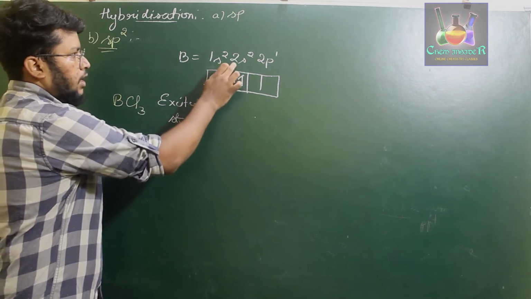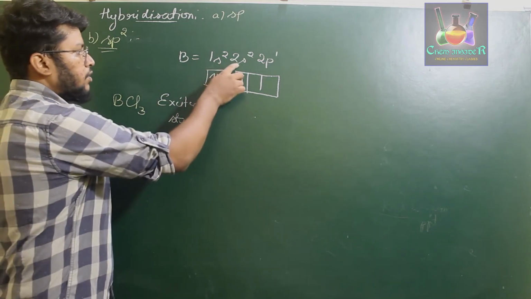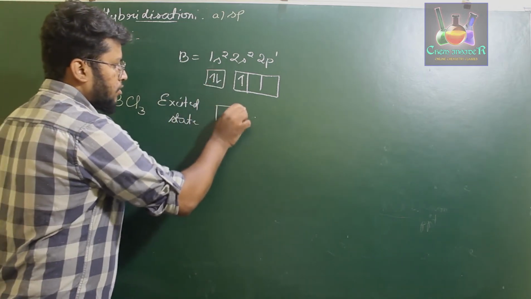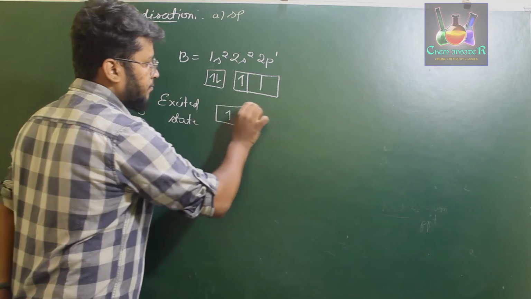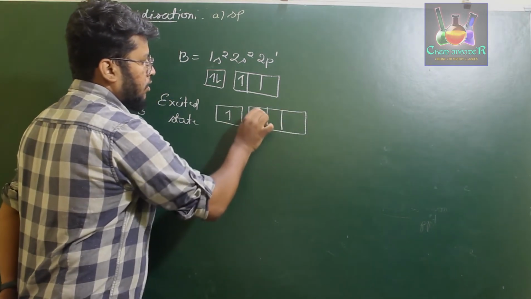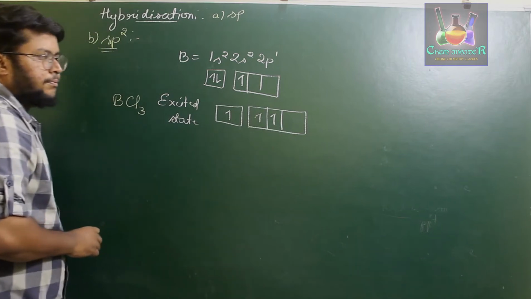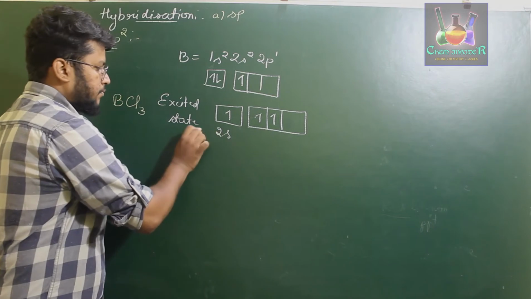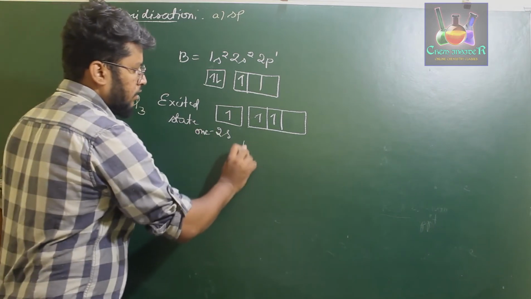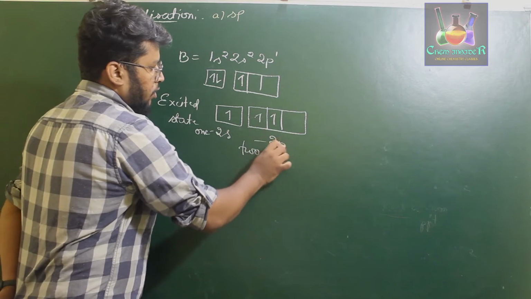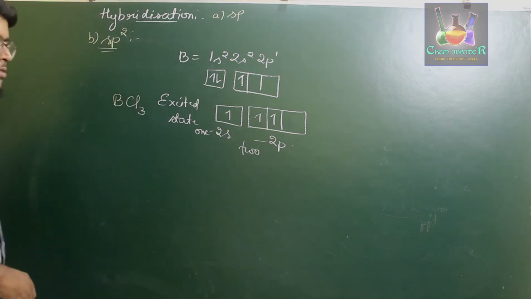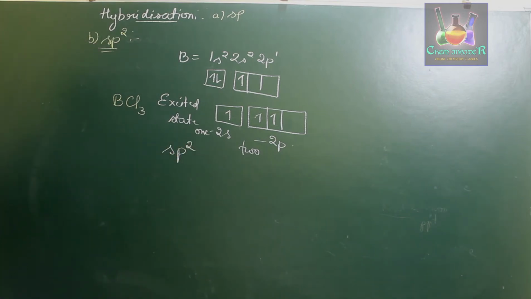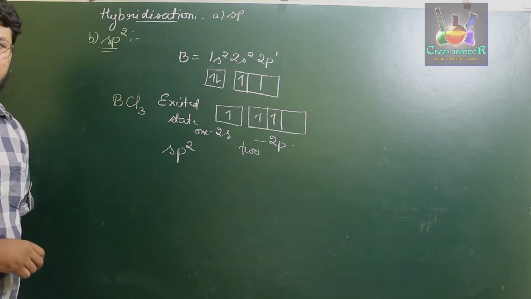one of the 2s electrons gets excited to a p orbital, leading to the formation of 1 electron in 2s and 2 electrons in 2 of the 2p orbitals. So here we observe the involvement of one 2s orbital and two 2p orbitals. Therefore, this particular hybridization is called sp2 hybridization.